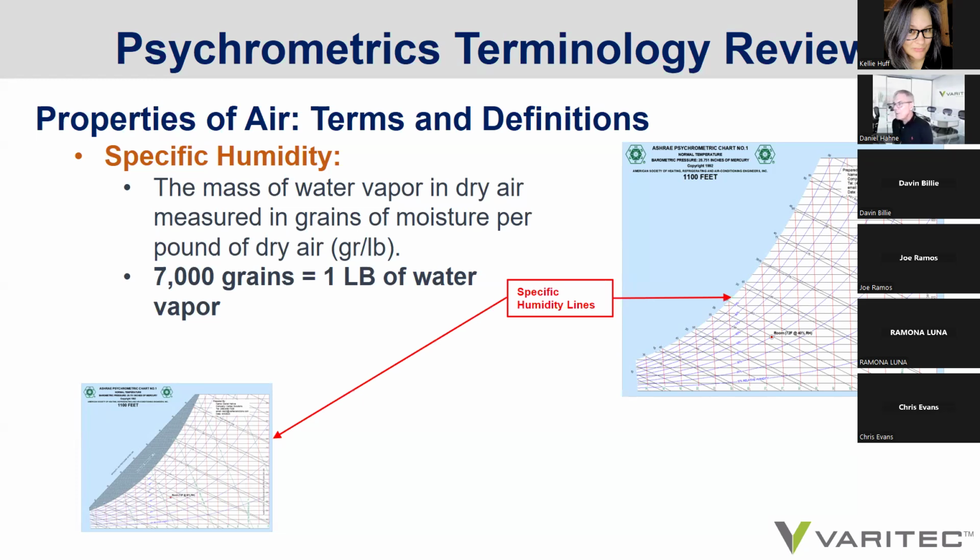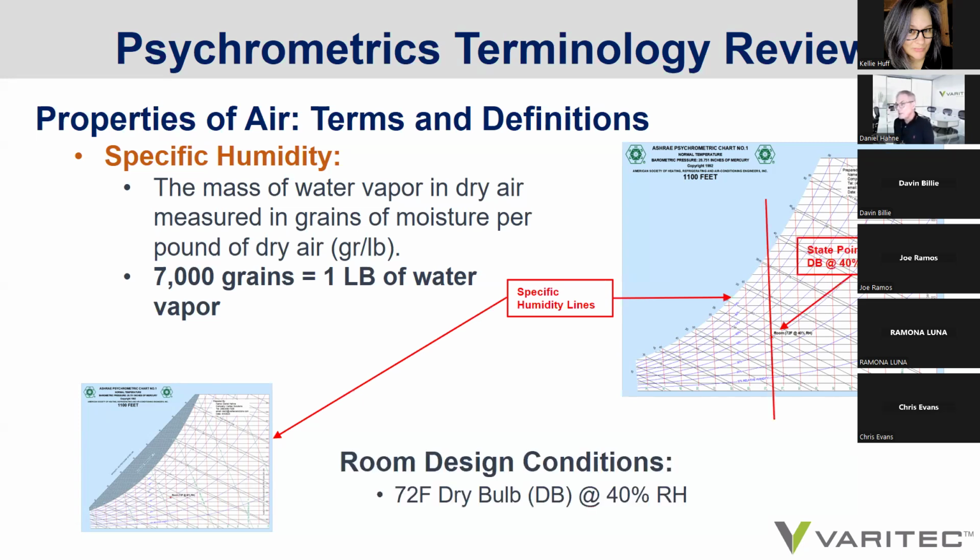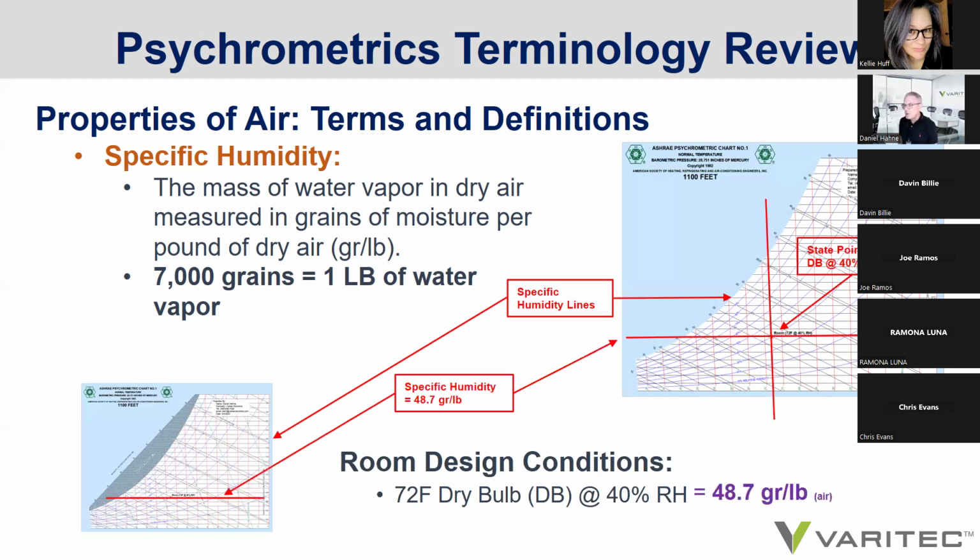The specific humidity lines are parallel to the x-axis and the dew point lines. So to determine how many grains of moisture are in a sample of air, you define the state point in this condition of 72 degrees, 40% RH.